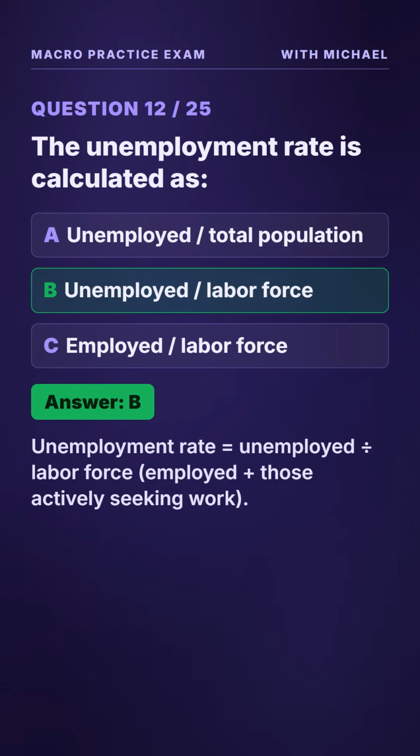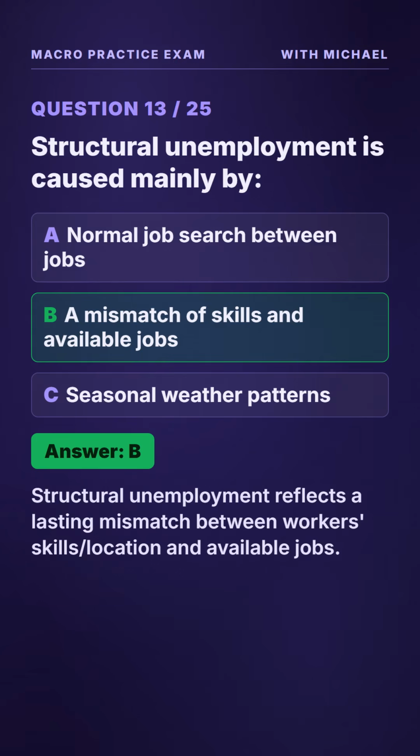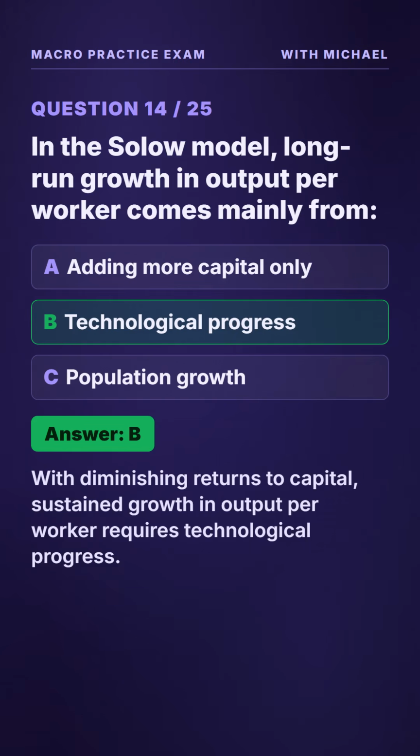Question 12. The correct answer is B. Unemployment rate equals unemployed divided by labor force, employed plus those actively seeking work. Question 13. The correct answer is B. Structural unemployment reflects a lasting mismatch between workers' skills or location and available jobs. Question 14. The correct answer is B. With diminishing returns to capital, sustained growth in output per worker requires technological progress.